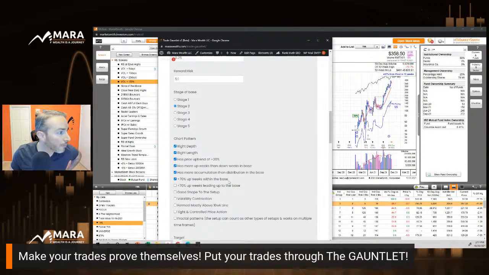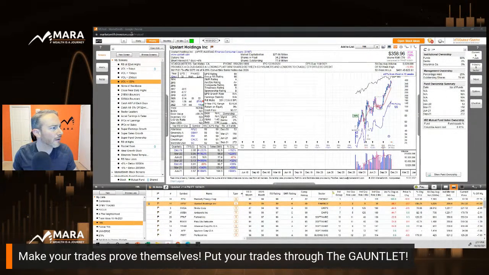Let's see. So 70% up weeks within the base, 70% up weeks leading up to the base. Doesn't really have that in this prior cup formation, so not going to check that box. Good shape to the setup. Yeah, it's tight and controlled. Like you don't see the bars themselves being wide and loose in here. It's a pretty straight up move, and each of the bars are within themselves in this area here. So that's what I would consider a good shape to the setup. Volatility contraction. Let's take a look at daily for that.